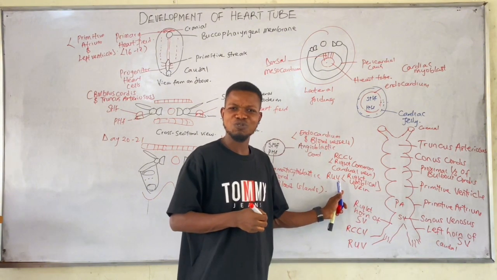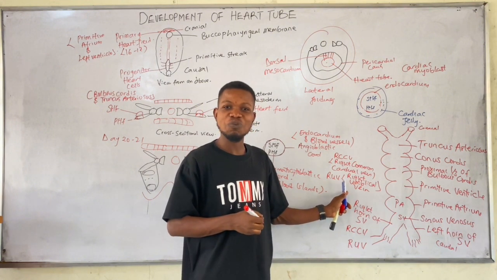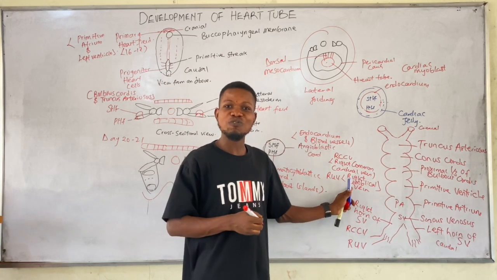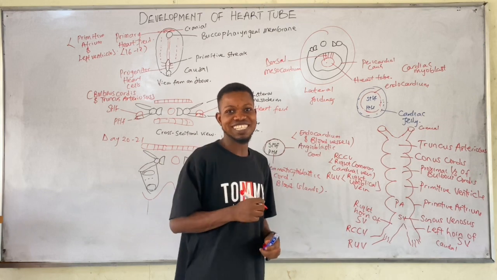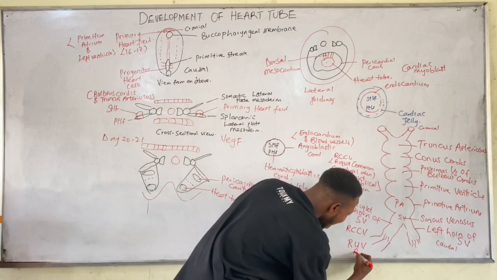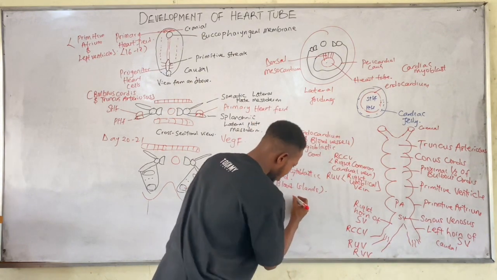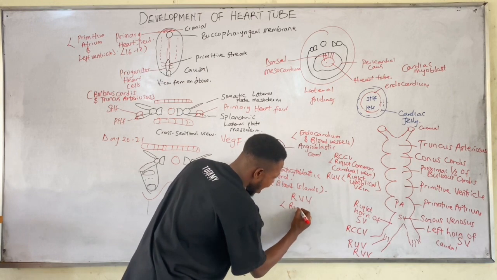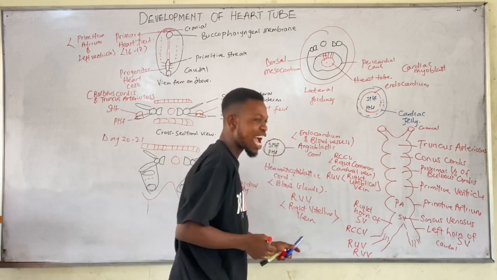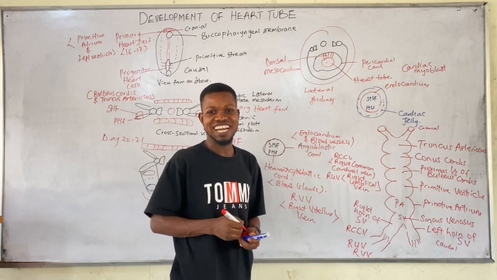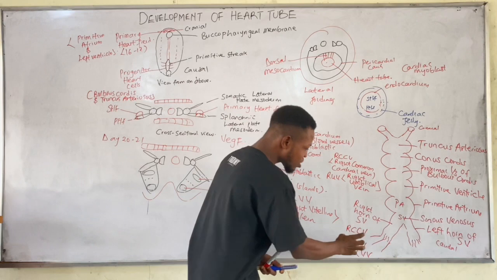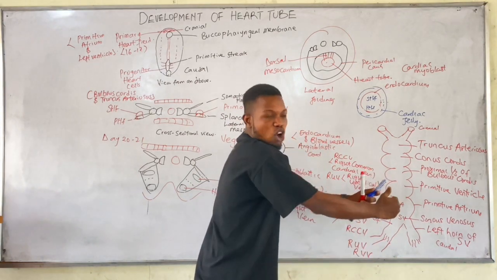Guess where this is bringing blood from? The right umbilical vein is bringing the blood from the placenta. Here, it's bringing the blood from the chorionic villi, which is the primitive placenta. Then it carries the blood into the heart tube. Then the last one is the right vitelline vein, RVV. The right vitelline vein is bringing the blood from the yolk sac. Then the blood enters into the sinus venosus and goes up. So that is the function of these veins. They feed blood into the heart tube.